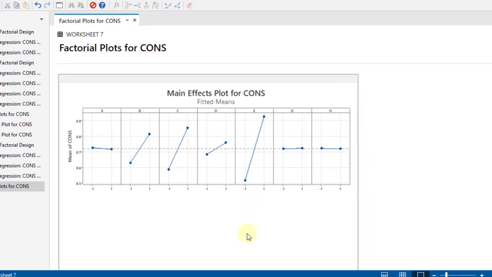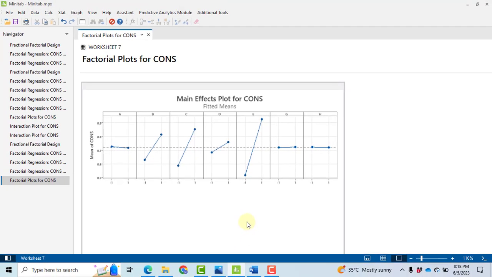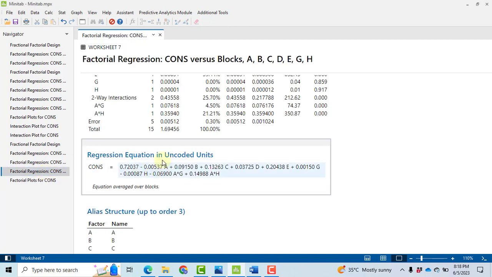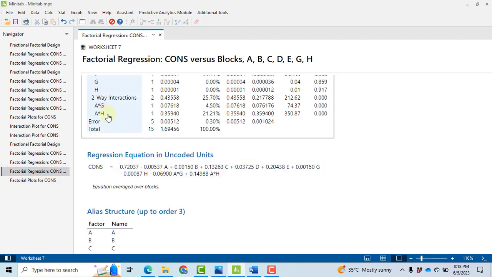Now we have to create an interaction effect plot. For the interaction effect, I suggest to people to make only those interaction effect plots that are significant. For example, you can see here that only A, G and H are found to be significant. So draw only those graphs.